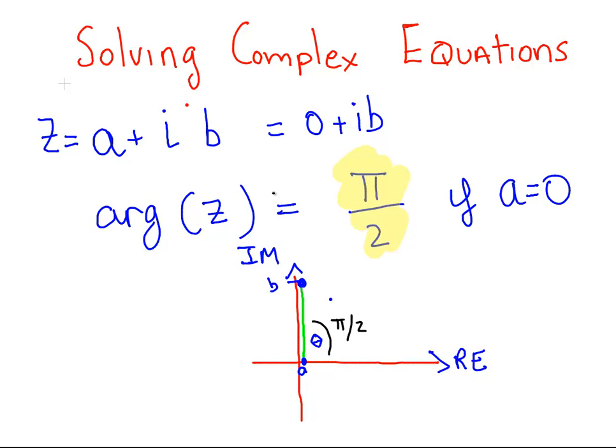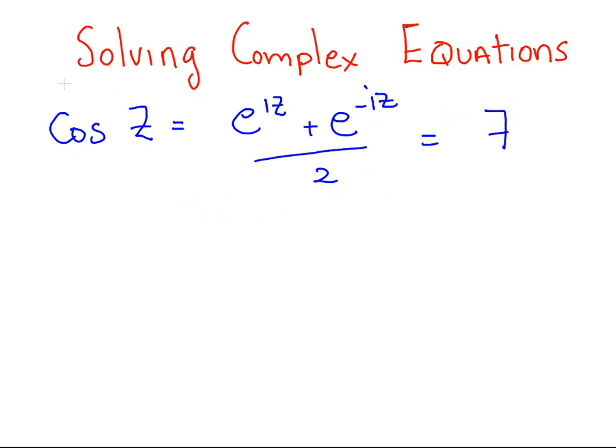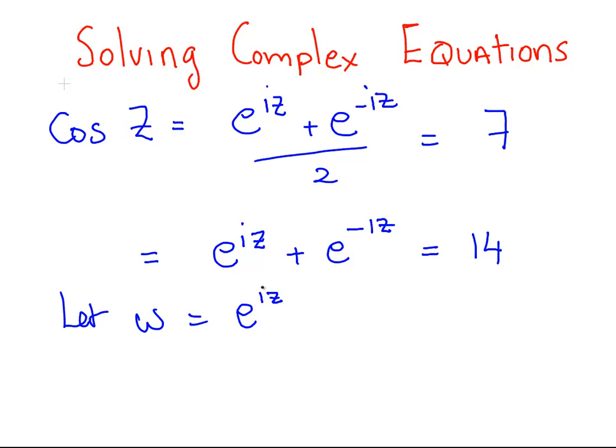Just as a remark, it helps to justify it in your exam paper if you're doing a question like this. So solve the following complex equation: cos of z equals 7. We say cos of z equals e to the iz plus e to the minus iz over 2, and let that equal 7. Let's simplify that out: e to the iz plus e to the minus iz equals 14, multiplying above and below by 2. Now what we're going to do here is let w equal e to the iz. Necessarily e to the minus iz is going to be 1 over w.